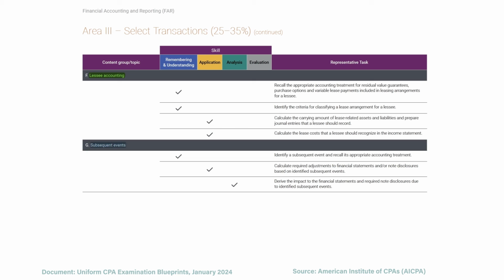Then we have subsequent events. So we need to know how to identify a subsequent event and know whether we need to make an adjustment to our year-end books or not based on whether the condition of it existed as of the end of the year.